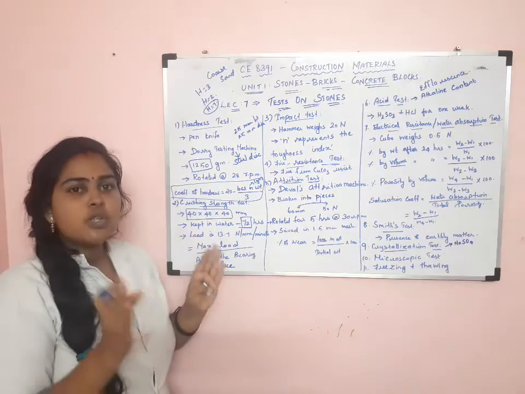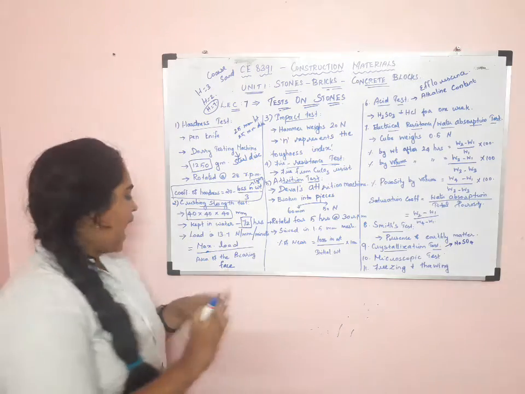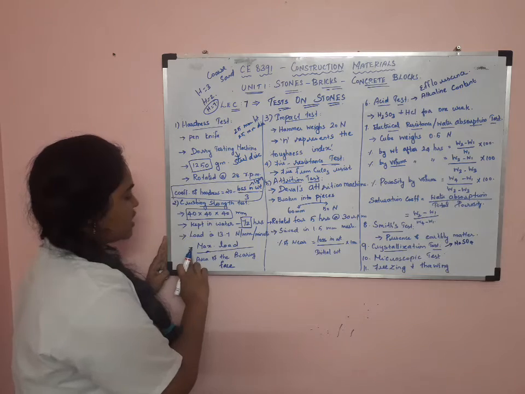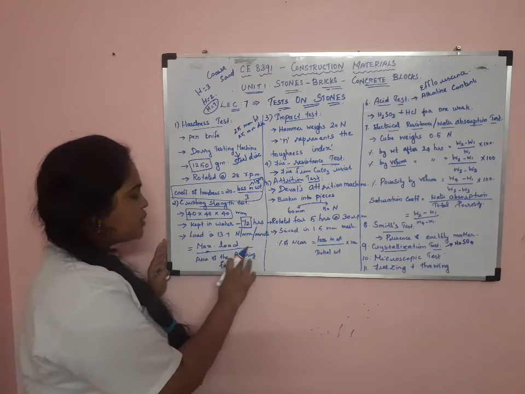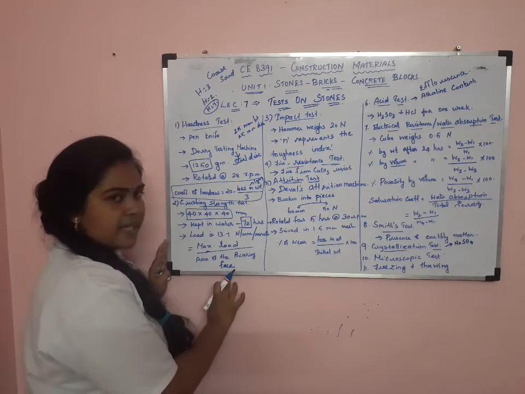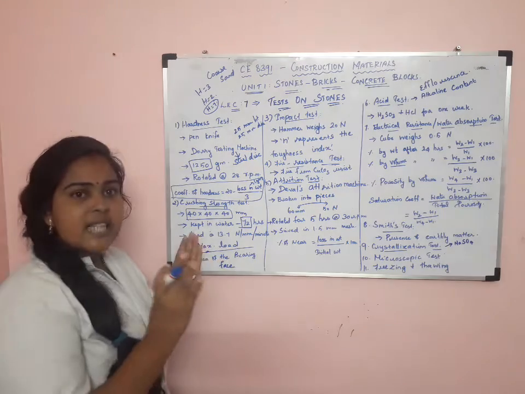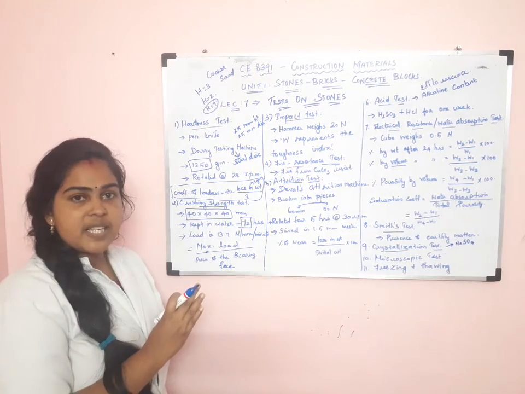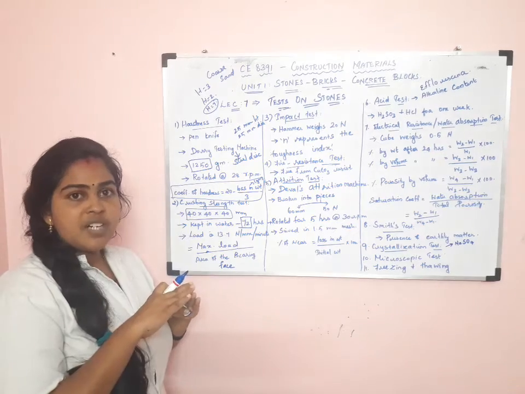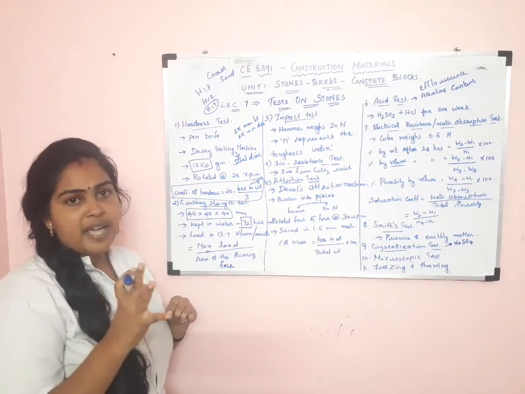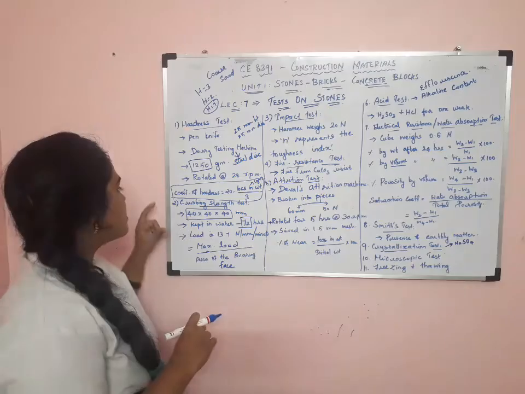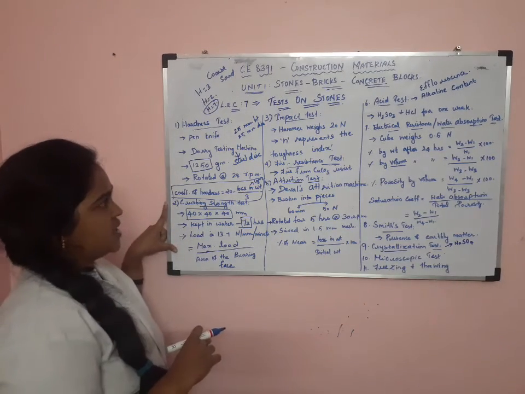Now the failure load is noted and the crushing strength is calculated using the formula: maximum load divided by the area of the bearing face. The load bearing surface is covered with plaster of Paris or 5 mm plywood. So this is about the crushing strength test.